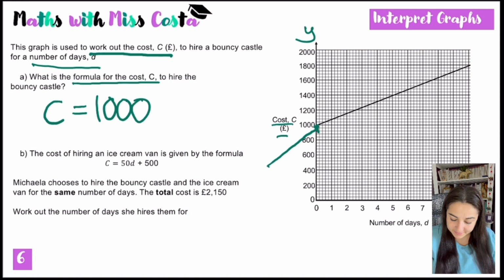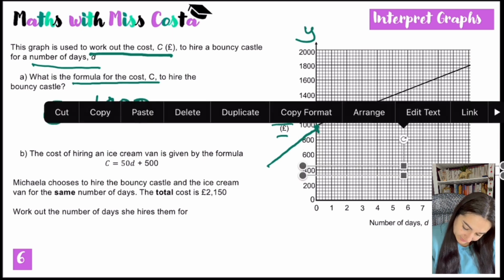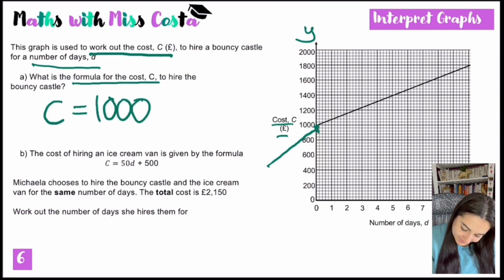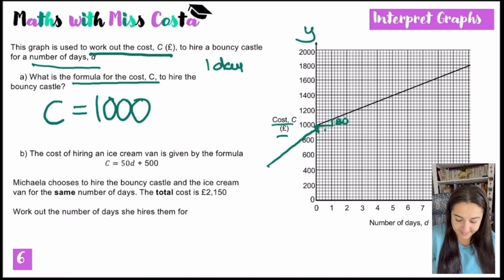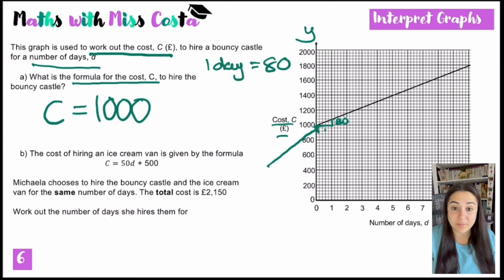Now, there's two ways of doing it. Either you could look at what one day is. So I know, oh, that's a bit small. So I know that for one day, the graph increases by £80. Okay, so 80 divided by 1 is 80. So I know the cost per day must be 80.